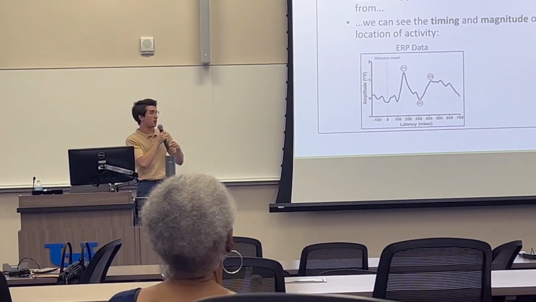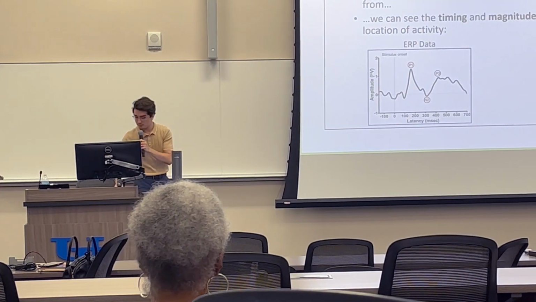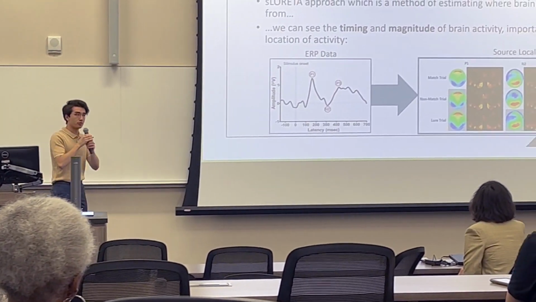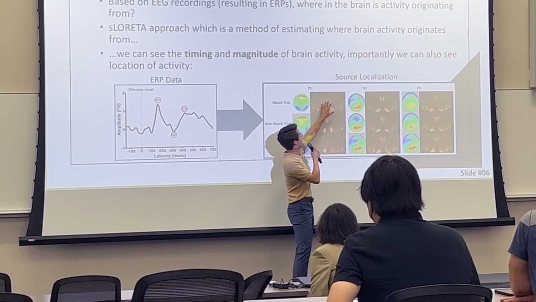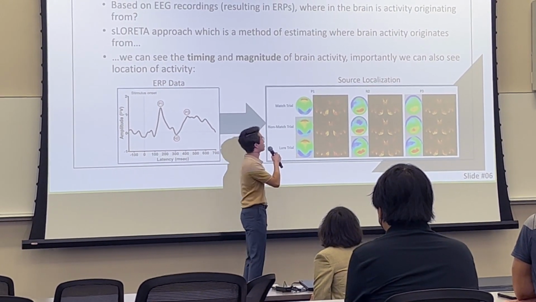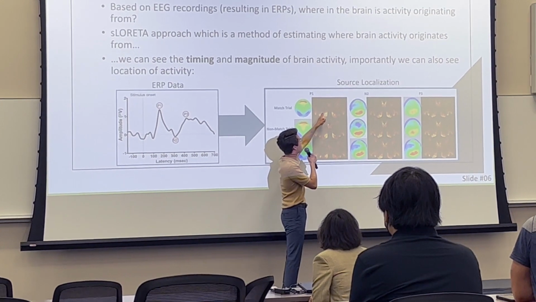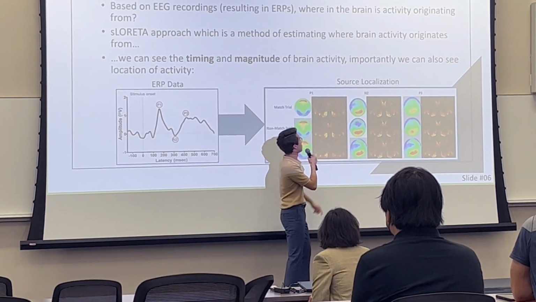Okay, so here again, we have our presentable ERP data, and then we put it through source localization, and we have what's called a flat map of the brain. So it might be a little hard to see, but this is the left hemisphere of the brain, and this is the right hemisphere of the brain.